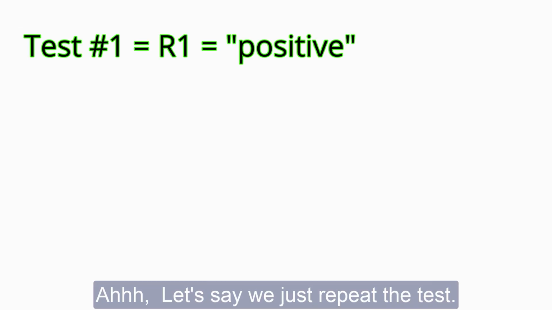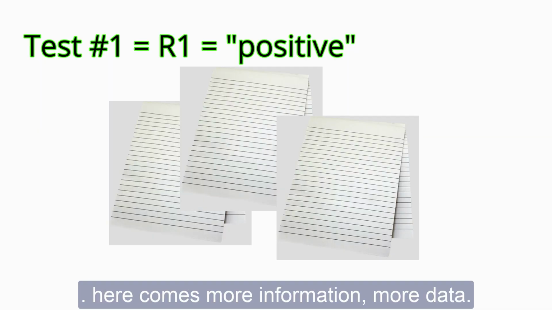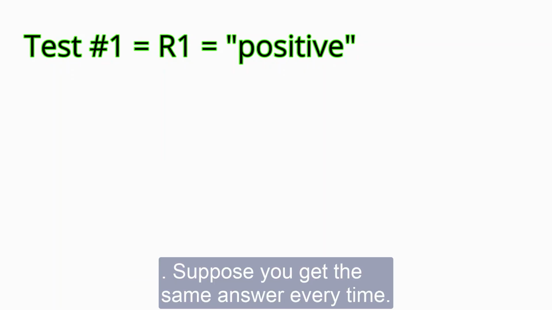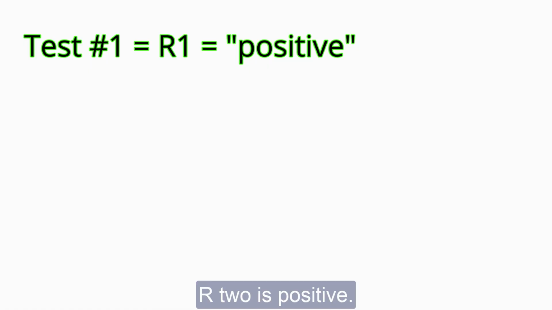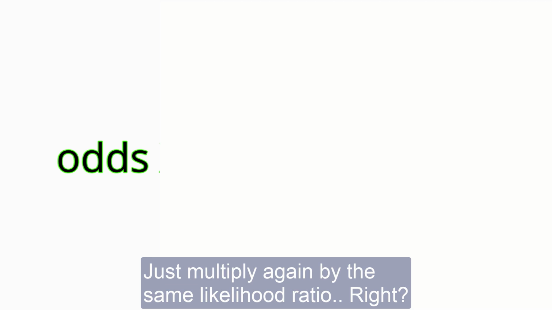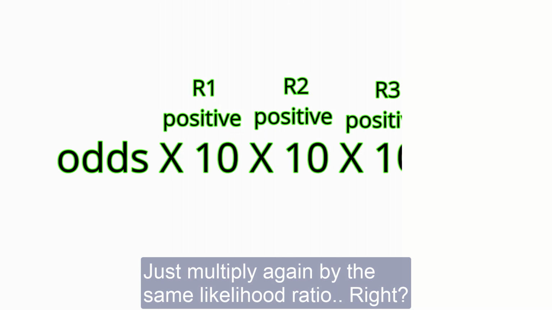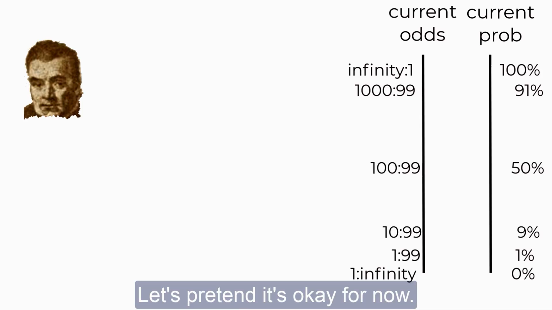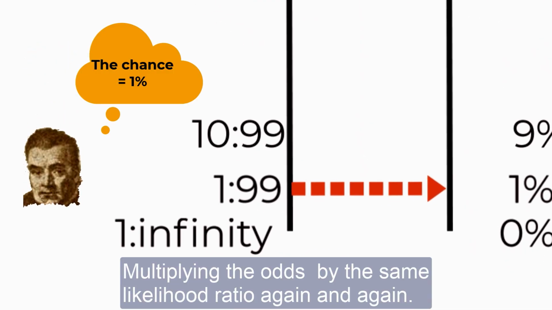Let's say we just repeat the test. Here comes more information, more data. What are we going to do with that? Suppose you get the same answer every time. R2 is positive, R3, R4 positive. Just multiply again by the same likelihood ratio. Right? Wrong. No. Let's pretend it's okay for now. Multiplying the odds by the same likelihood ratio again and again.